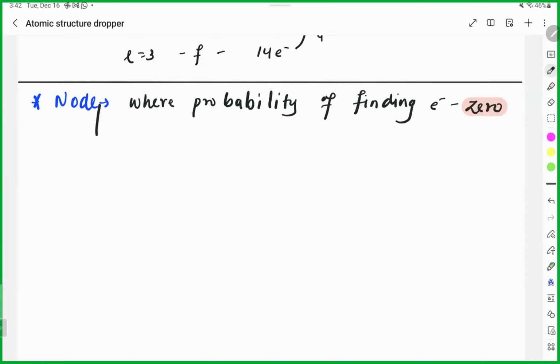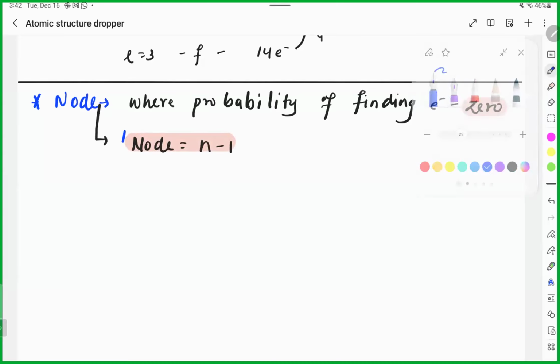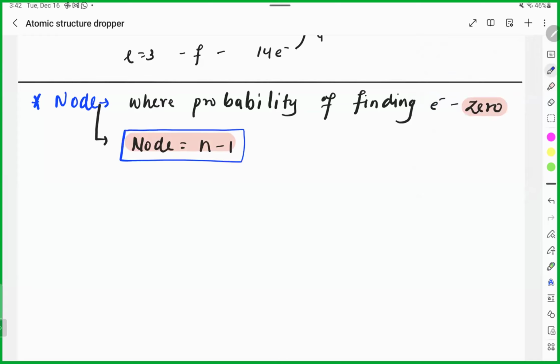An easy way to calculate the total number of nodes: number of nodes is equal to n minus 1. As simple as that. Extremely important. I will tell you how. So we have two types of nodes. One is the radial node and the second is the angular node. First, we will talk about the radial node.